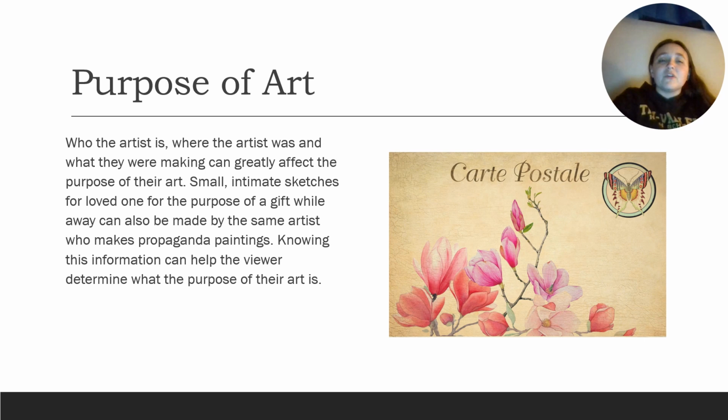All 5 categories work together to determine whether an artwork is a primary source, and sometimes getting an answer isn't as easy as you would think it would be.